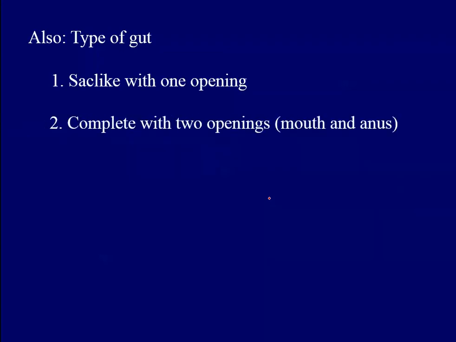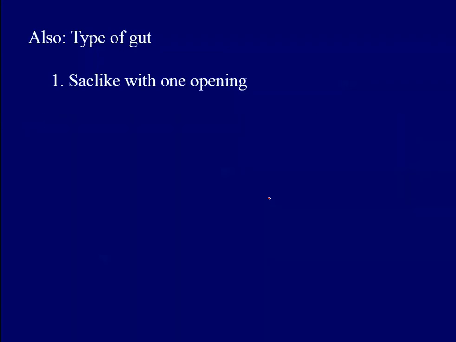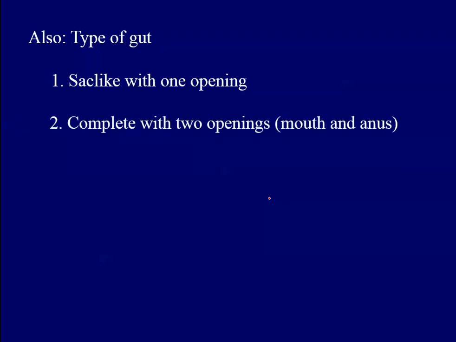Type of gut. With some animals, they only have one opening to their digestive tract. So actually their mouth is their anus, not really all that sanitary, but that's the way it is. But with most animals, we have a complete digestive tract with 2 openings, the mouth on one end and the anus on the other. The complete digestive tract is called an alimentary canal. I don't really care if you memorize that or not, you'll just see it in your reading.